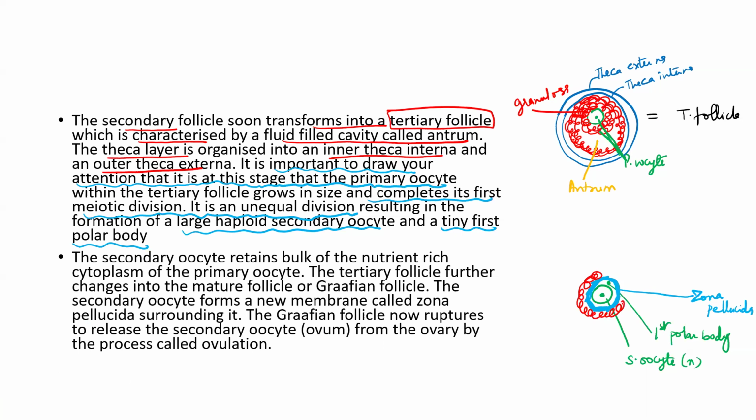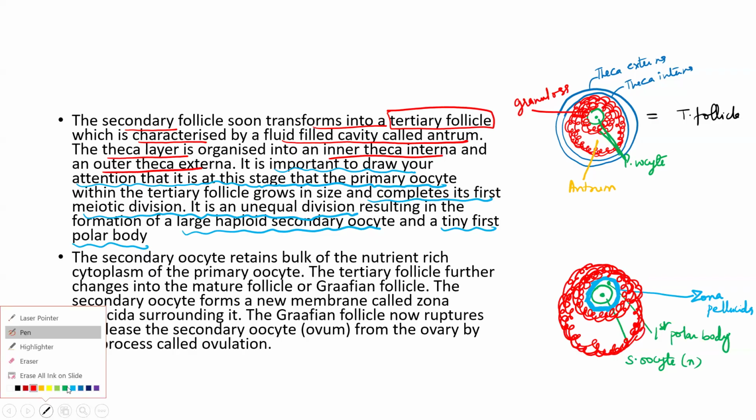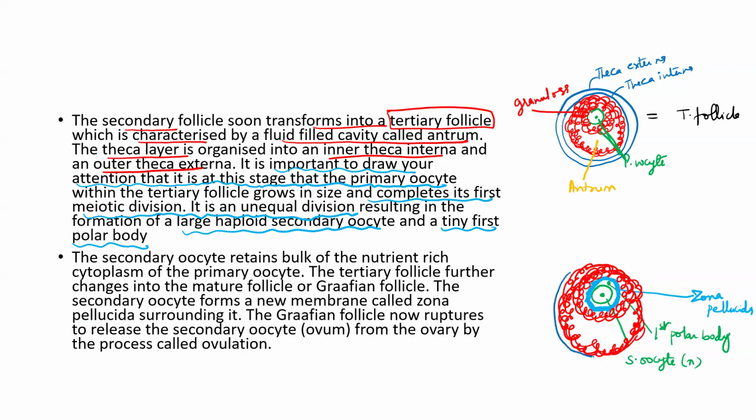This is granulosa cell, and these granulosa cells which are in touch with the zona pellucida, now they will be known as corona radiata. We will call them corona radiata cells. This is the theca externa. First I'm drawing theca interna. You can see this is theca interna and then theca externa.